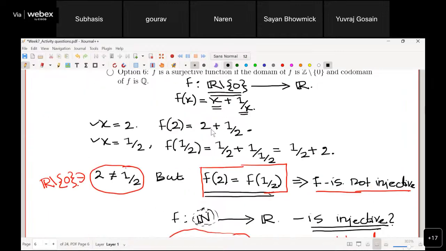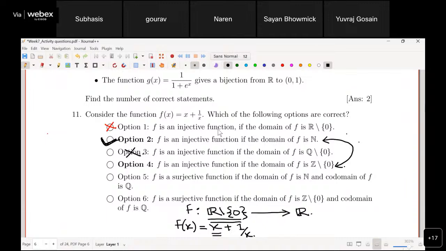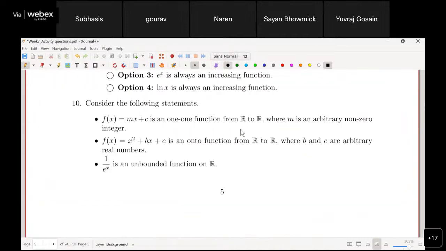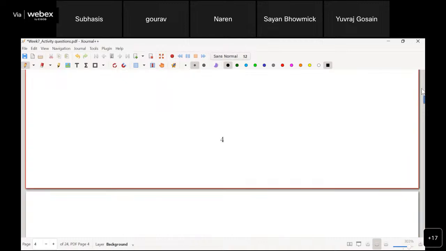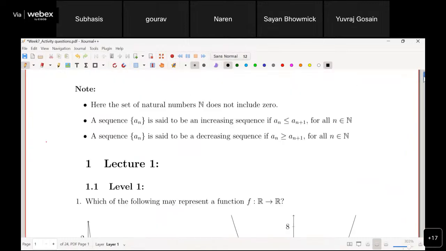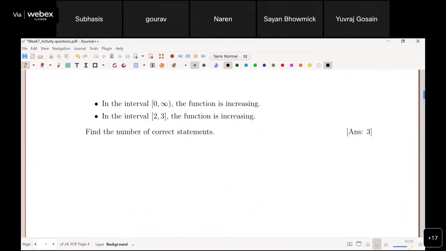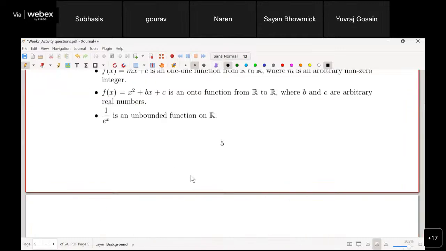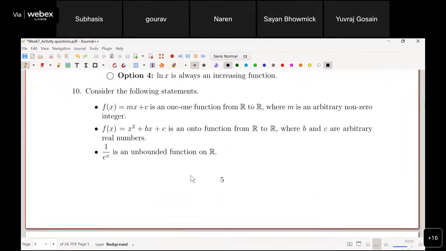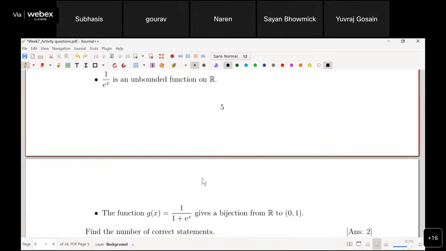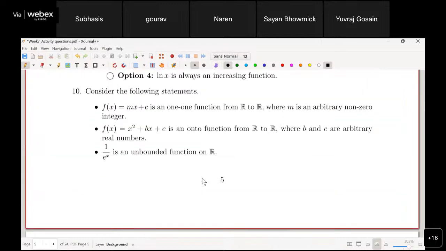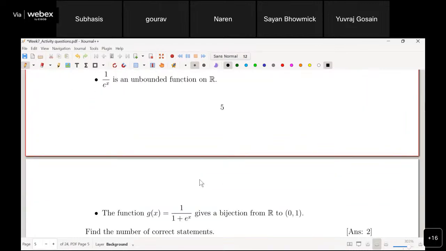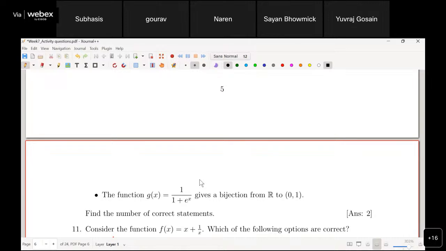Sir, activity 7.1 and question number 10. You mean this question, right? Yes, sir. What is your doubt here? Sir, the function g of x equals 1 upon 1 plus e to the power x gives a bijection from R to (0, 1), sir.